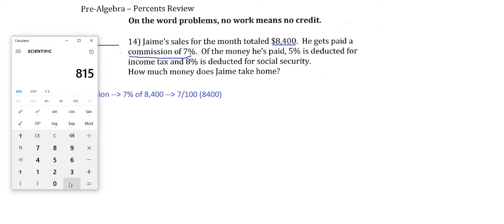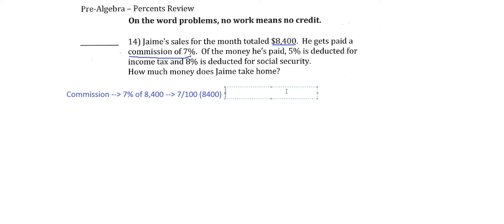So we're doing 7 divided by 100. I know that's 0.07, but I'll show you. And then times 8,400. So $588 is our commission here. 588. Is that what the calculator said? Yep, 588. Okay. So that's what he gets. That's what he earned. Now I'm going to come to the taxes.